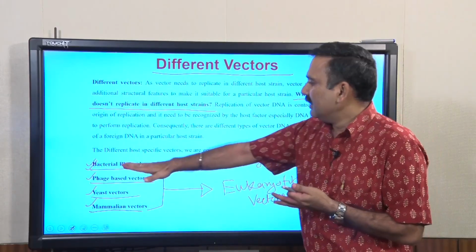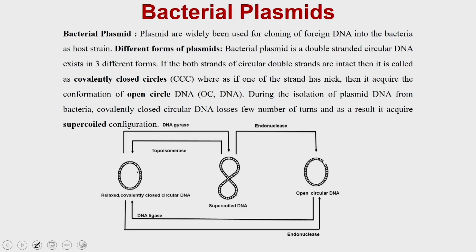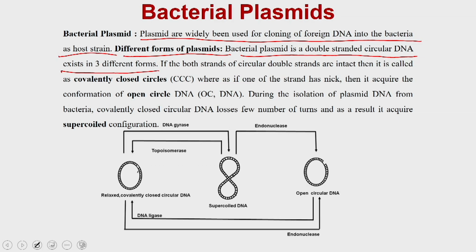So let us start with the bacterial plasmids. Bacterial plasmids are widely used for introducing foreign DNA into bacteria as a host strain. A bacterial plasmid is a double stranded DNA, but it can exist in 3 different forms. If both strands are intact and circular, it is called covalently closed circular DNA, which is called CCC.